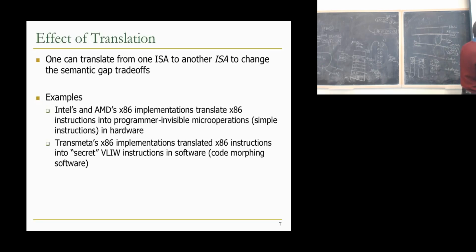Okay. The other approach, well, this is also translation, but Transmeta, this is another example. Transmeta's x86 implementations translated x86 instructions into secret VLIW instructions. Actually, these are secret too. The micro operations that we have in x86, Intel's and AMD's implementations, are also secret. But Transmeta translated the same x86 code into secret VLIW instructions in software. Basically, this translation layer was purely in software. And they did a lot of optimization of the code. And if you're interested in this, there's a nice white paper by Alex Kleiber. It's called The Technology Behind the Transmeta Crusoe Processors. It's a little bit high level, but it's a good read.